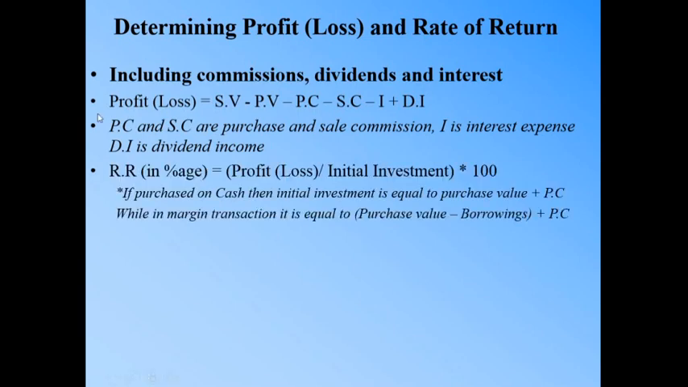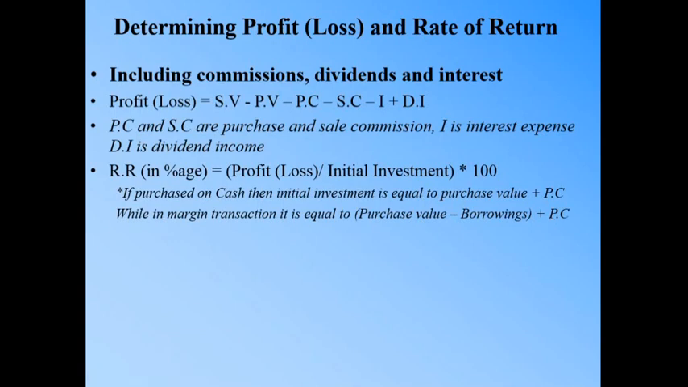Here I have explained that PC and SC mean purchase commission and sale commission, IE means interest expense, and DI is the dividend income. The rate of return again is the profit or loss divided by the initial investment, multiplied by 100 to get it in percentage form. But here the initial investment is a bit different. If purchased on 100% cash, then the initial investment is equal to the purchase value plus the purchase commission. You add the purchase commission because you pay it at the time of purchase. That is also a kind of investment, because you want a return on that as well, since you pay earlier and then wait, let's say, for 2 or 3 months. While in a margin transaction, it will be equal to the purchase value minus borrowing, because this gives you the equity, and then plus the purchase commission, so you get your initial investment.